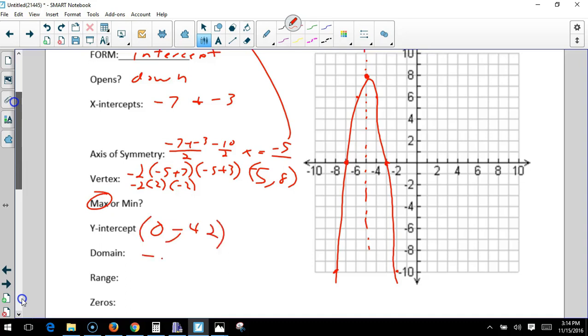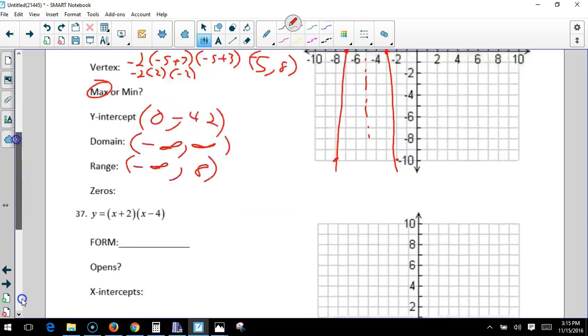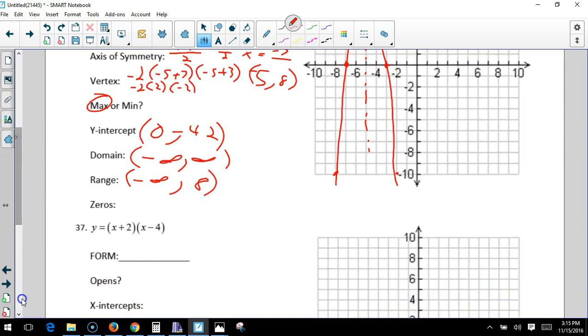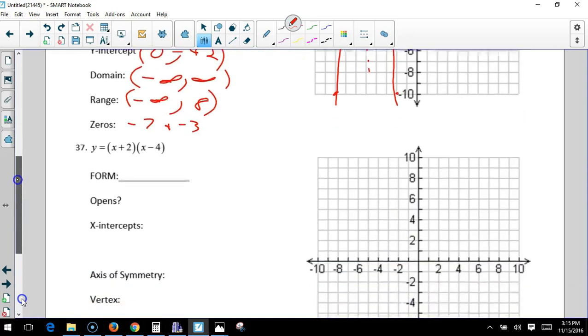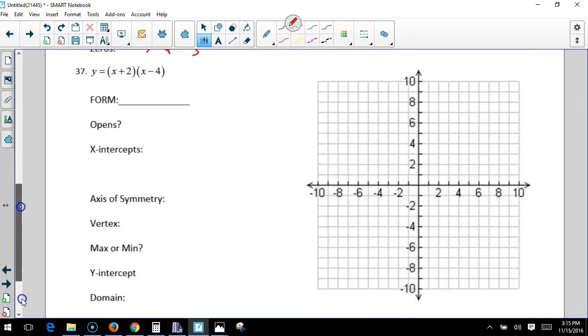The domain, as we said, is not changing on most of these. The range, how low does it go? -infinity. How high does it go? That's our +8. That's our y from the vertex. And the zeros, we already said that, -7 and -3. Those are the same things as x-intercepts or solutions.